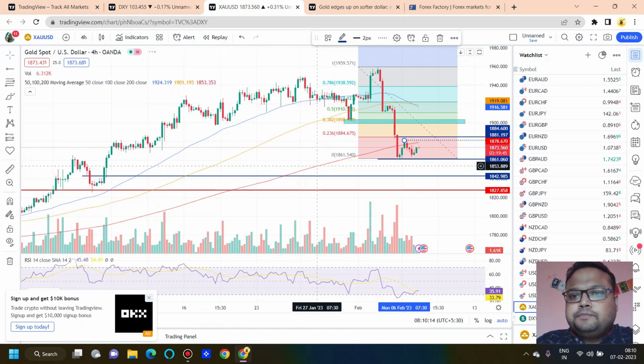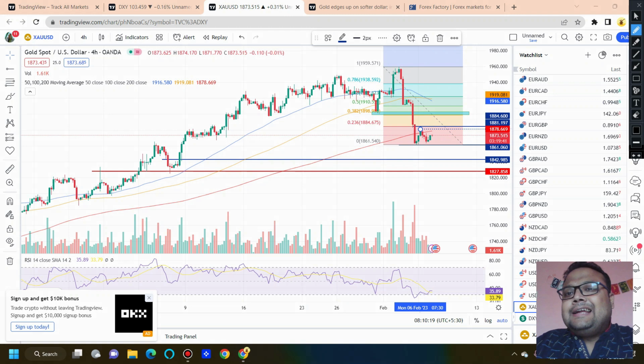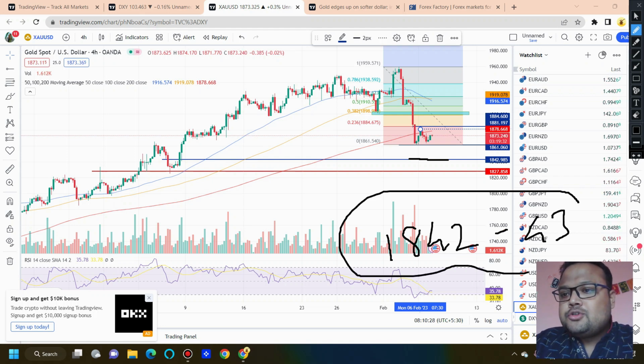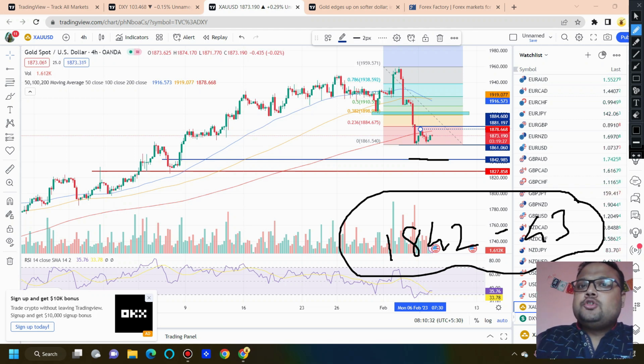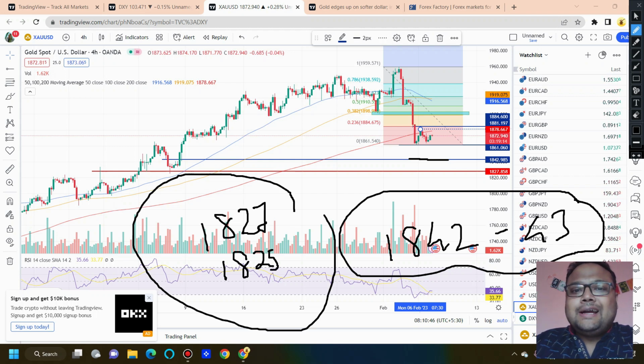On the other hand, in case the market starts falling, then before the news we have a good support around 1842 to 1843. This is a good support zone before the news. But in case the market shows a good sell-off, then the level will be 1827 to 1825. This is the second support on the chart of gold right now.